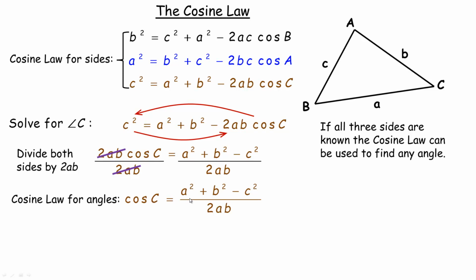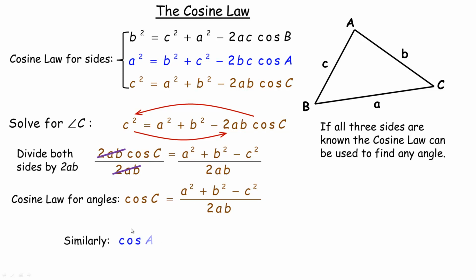Now, notice, just a pattern here to remember how to write it. If it's angle C I'm finding, I have cos C over here, then it's the c squared I'm subtracting on the end. So it's a squared plus b squared at the beginning, and it's 2 times, and these two sides are the same two ones that are squared here.